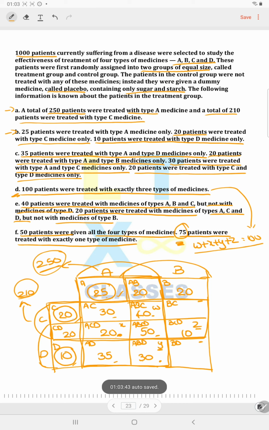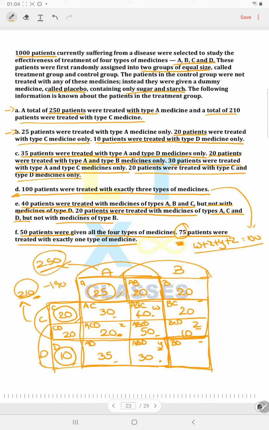How much would that be? 20 plus 20 is 40, 40 plus 20 is 60, 60 plus 30 is 90, 90 plus 40 is 130, 130 plus 50 is 180, 180 plus 10 is 190. So 210 minus 190, which is 20, is this number. This is the only cell which is pending.